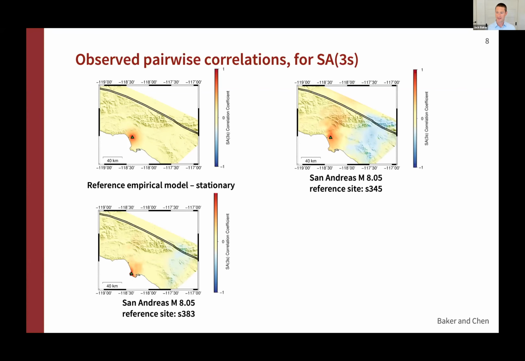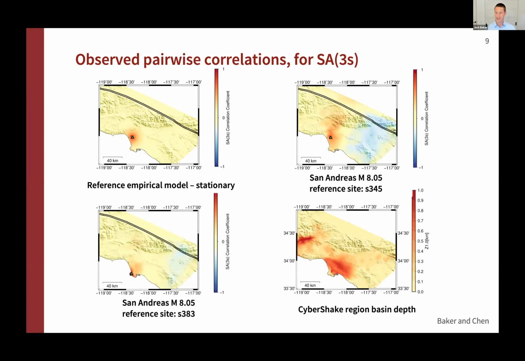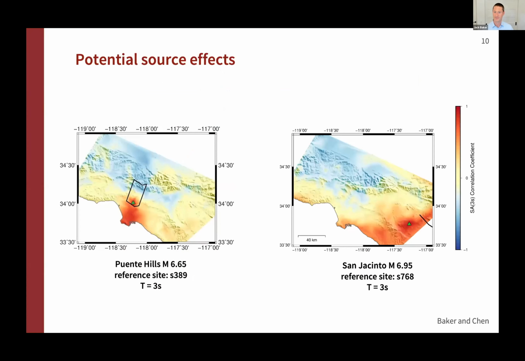There's path effects. There's also 3D crustal wave propagation effects, through things like the LA basin, that's an area of these. And so we tried to pull out some pairs of ruptures and sites to see what's going on.